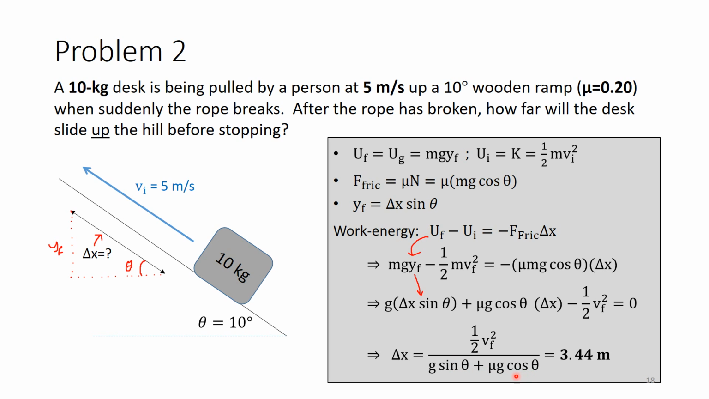So you have to factor in the sine theta from the calculation for y, the height, and the cosine theta for the normal force. They both show up here, and then you plug in the numbers, you get 3.44 meters. So as expected, the disk is traveling a shorter distance than in the previous case on the horizontal surface.